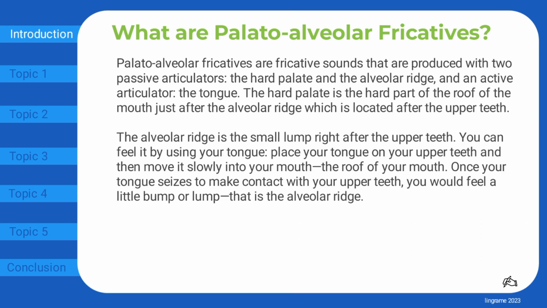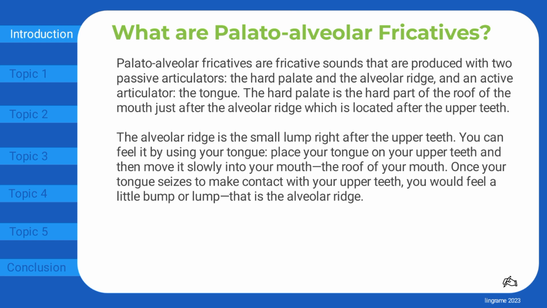Palato-alveolar fricatives are fricative sounds that are produced with two passive articulators, the hard palate and the alveolar ridge, and an active articulator, the tongue. The hard palate is the hard part of the roof of the mouth just after the alveolar ridge, which is located after the upper teeth. The alveolar ridge is the small lump right after the upper teeth.